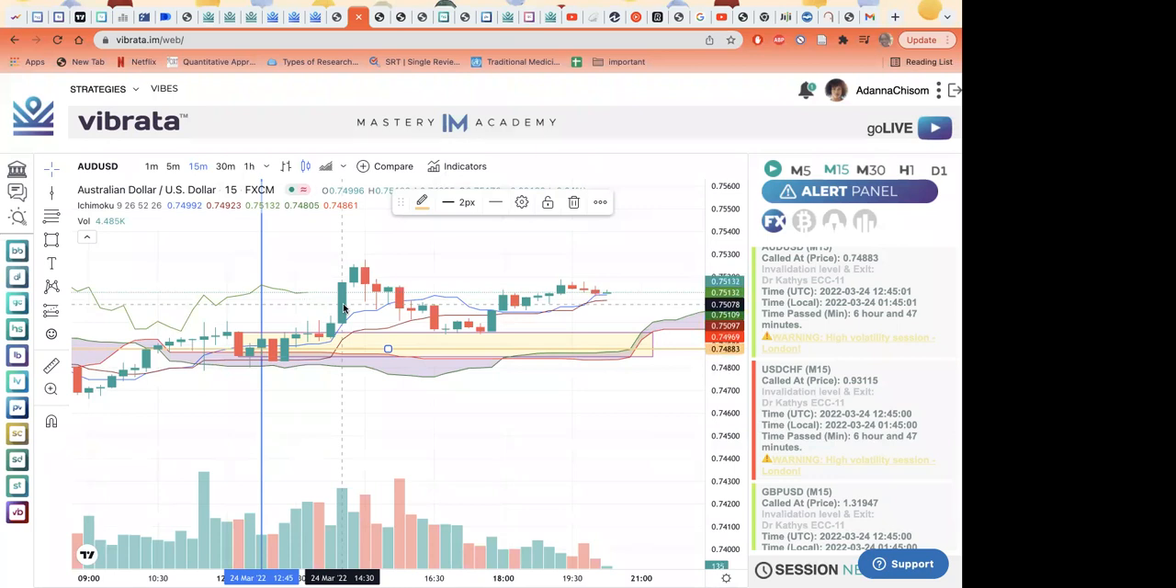It can translate to $100. It can translate to $1,000. It can translate to $10,000. It all depends on the lot size that you're using and the amount you're leveraging with. So 10 pips in profit is enough for each of these trades.